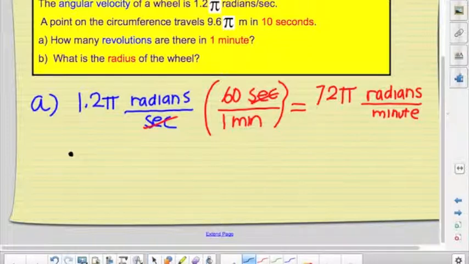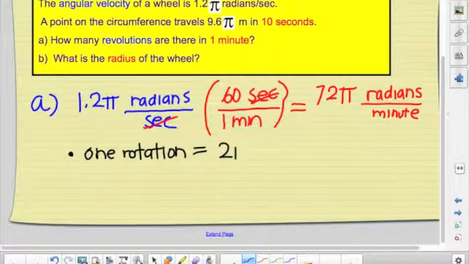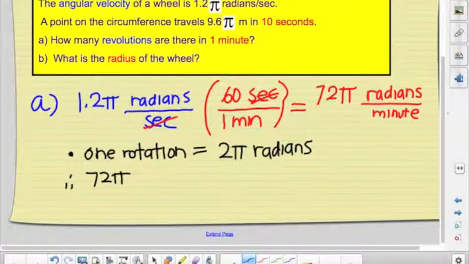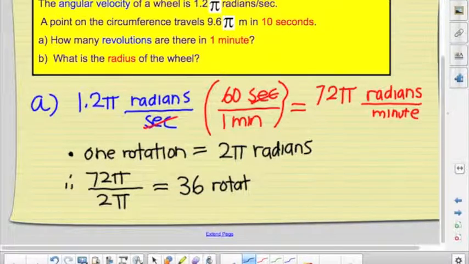Second step, I know that one rotation is equal to the total radians in one rotation of a circle, which is 2 pi radians. 360 degrees is equivalent to 2 pi radians. So therefore, 72 pi divided by 2 pi gives me, 72 divided by 2 is 36 rotations in 1 minute.